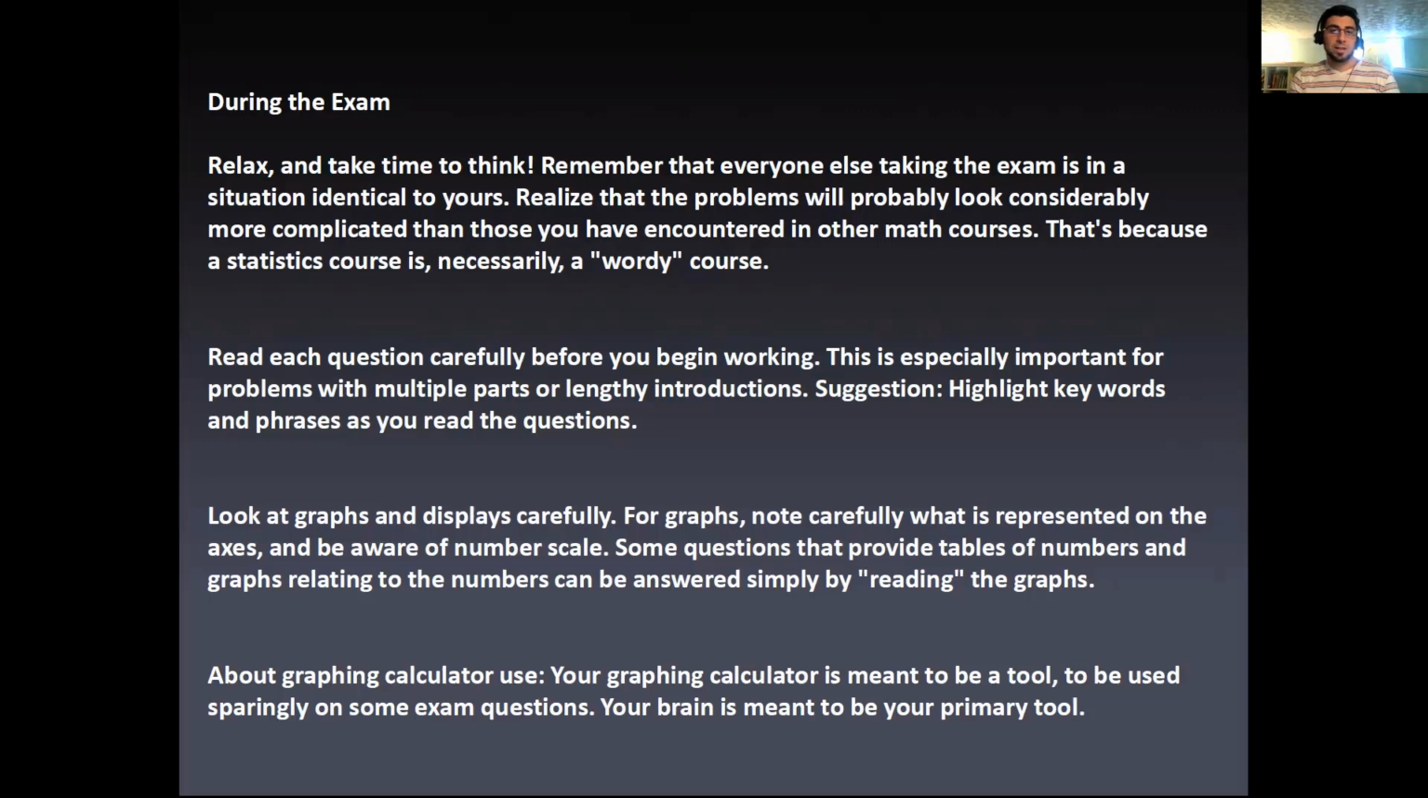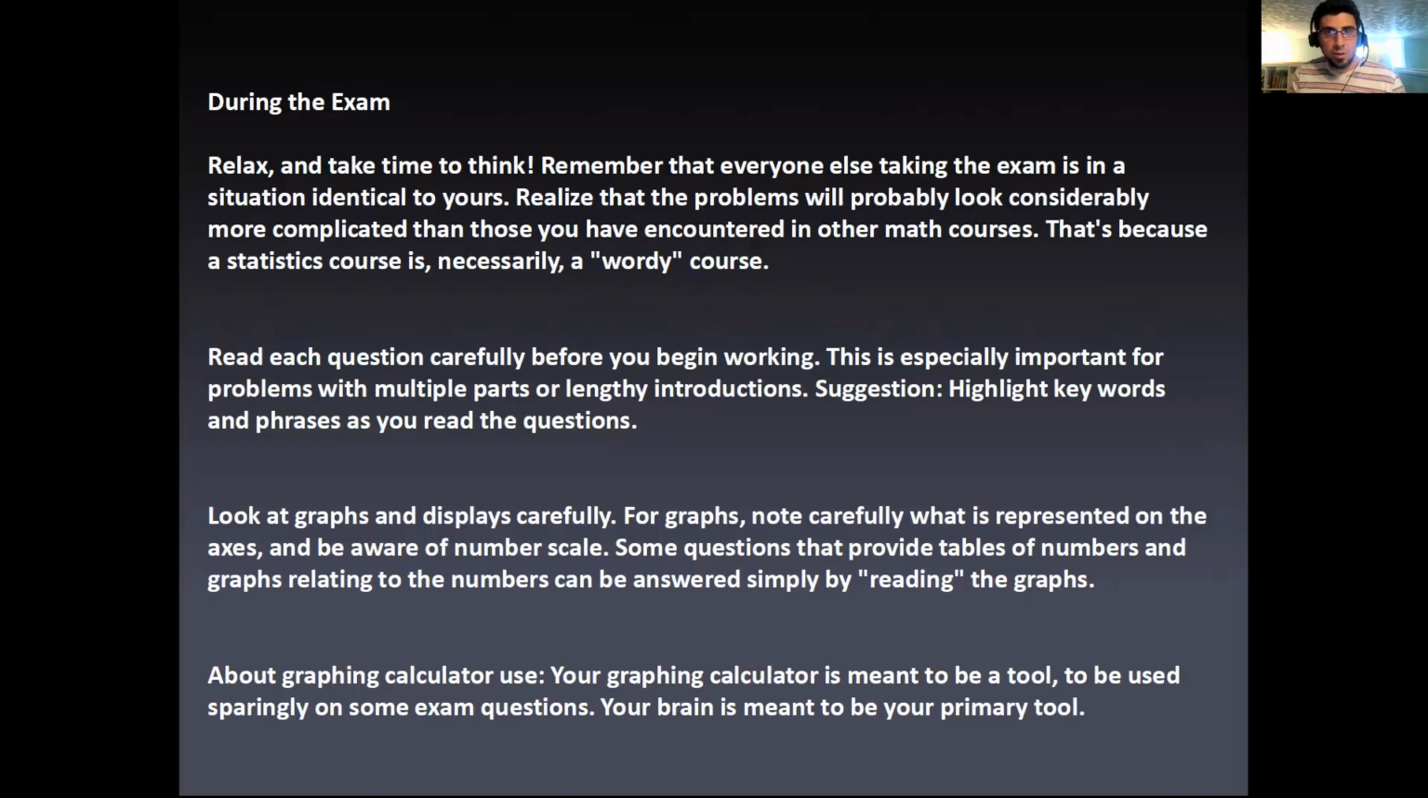Also, look at graphs and data displays carefully. Look at how they're labeled. Look at how they're scaled. Look at what they represent, because this can be very, very telling, and they can ask you questions based on that. You need to understand what that graph is actually displaying or what that table of data is actually displaying. Now, with the graphing calculator, it is meant to be a tool.